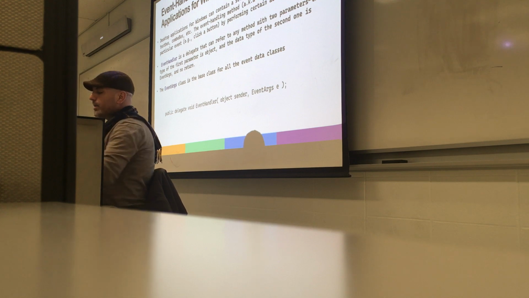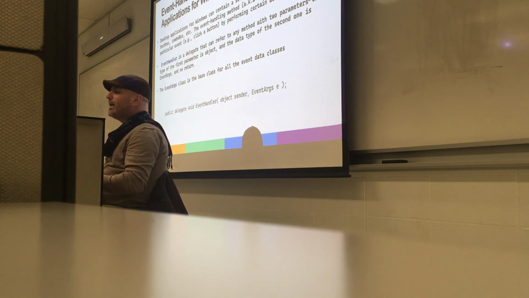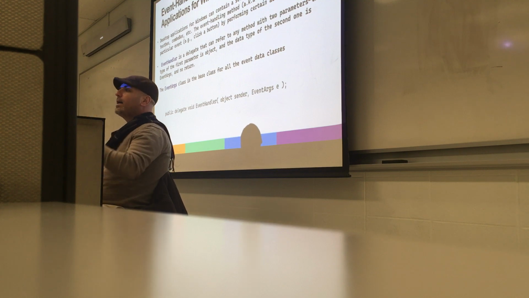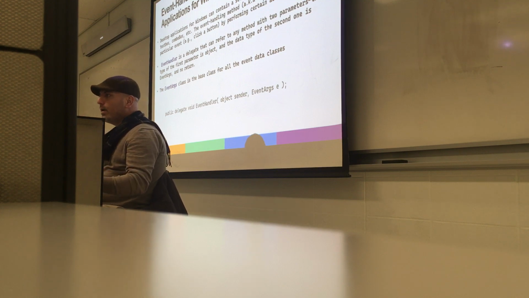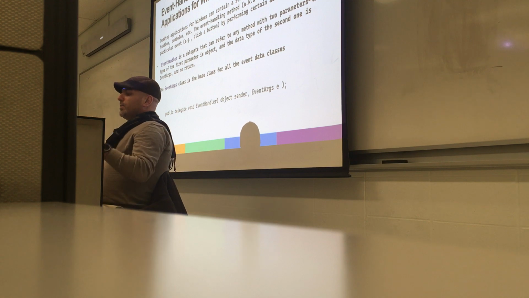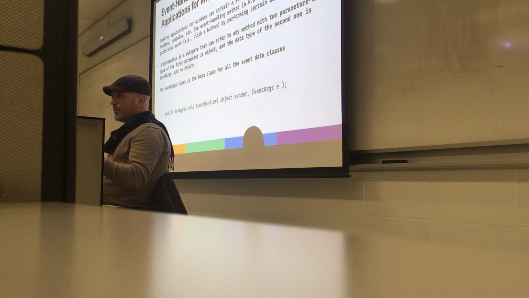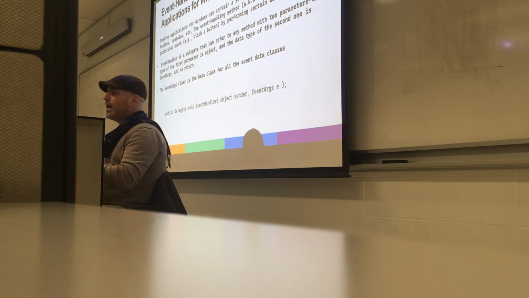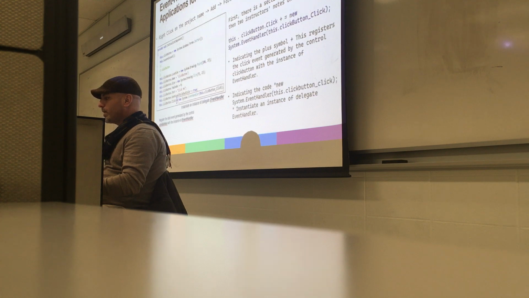This structure: public delegate void EventHandler. So EventHandler is part of delegate; to declare an event handler, I need to use the delegate keyword. Public delegate void EventHandler(object sender, EventArgs e). It takes two parameters. Again, this is one of the three syntaxes: object sender and event arguments.